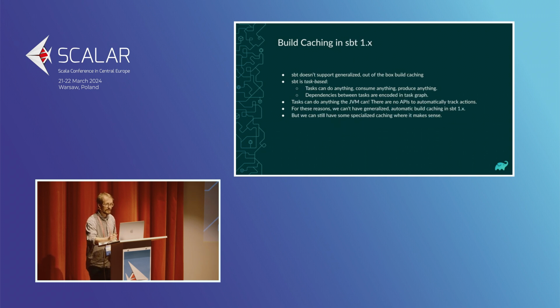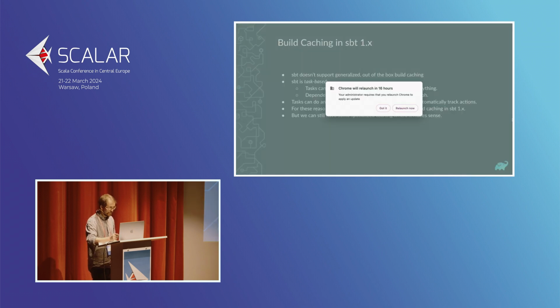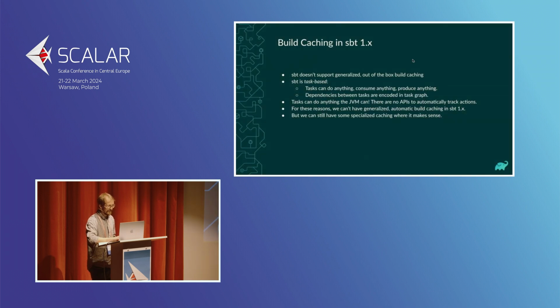In SBT 1.x, we're not quite as lucky. We don't have generalized support out of the box for build caching. And one of the reasons for that is not because of Chrome, it's because SBT is task-based. So in SBT, we define the build as a bunch of tasks that are interconnected by dependencies. And generally, tasks can do anything. It's just a regular thing implemented on the JVM. So it can do anything the JVM can.